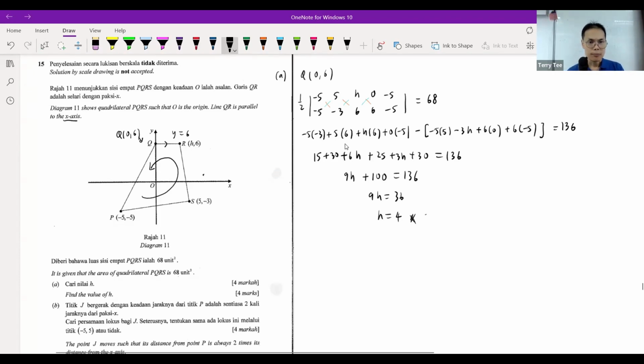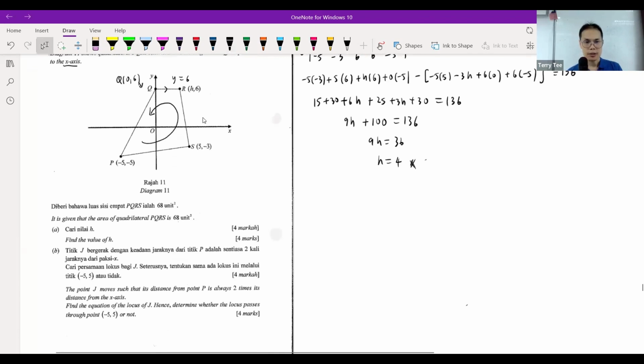Now, next one, part B. Point J moves such that the distance from point P is always 2 times its distance from the x-axis. Okay, so I don't know where J is, right? So maybe I just put J here, maybe over here, something easier to see. This is J. It has a coordinate of, let's say, x, y.